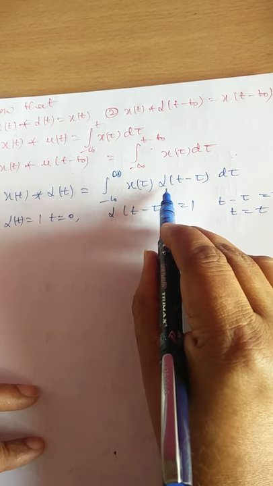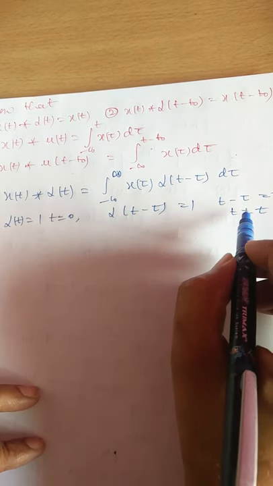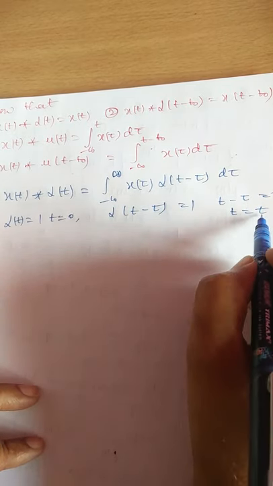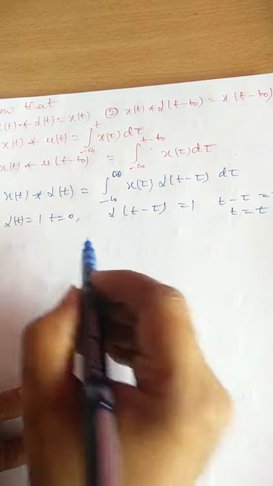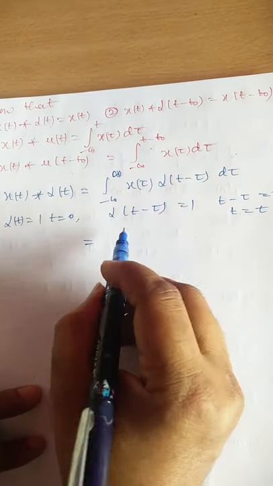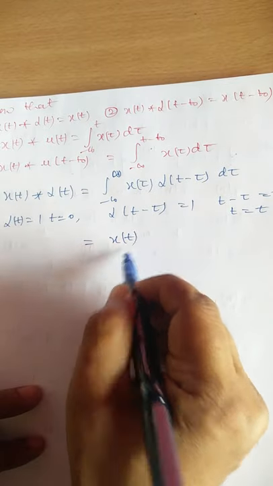This exists at only one value of t, that t must be equal to tau, or tau must be equal to t. That means I can write that this exists at only one value, that is x of t.